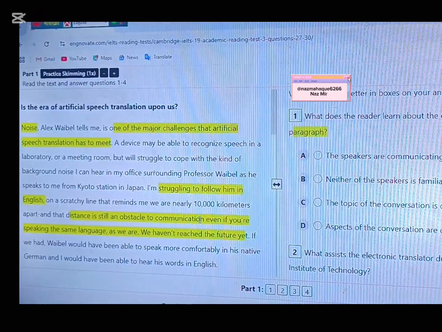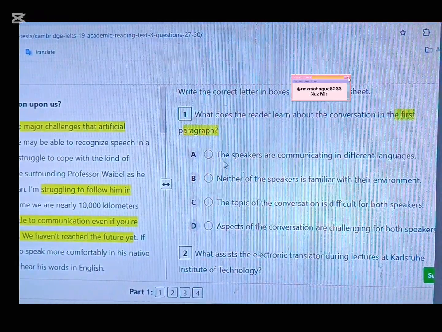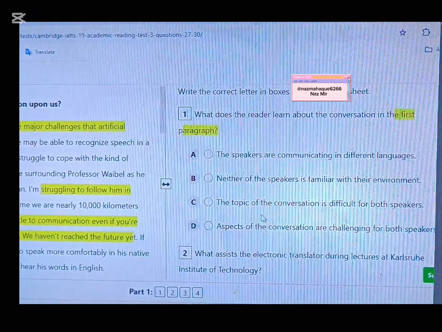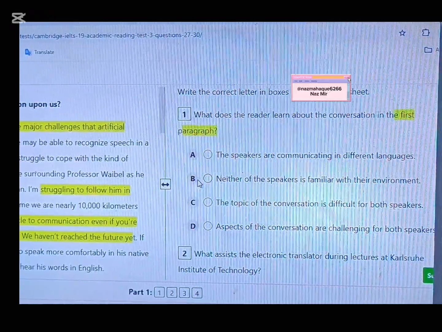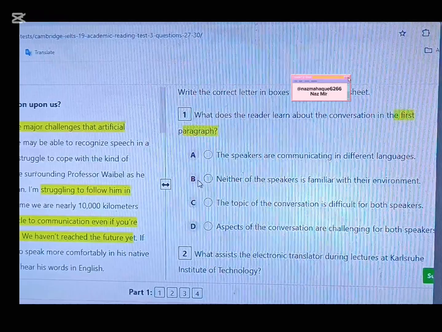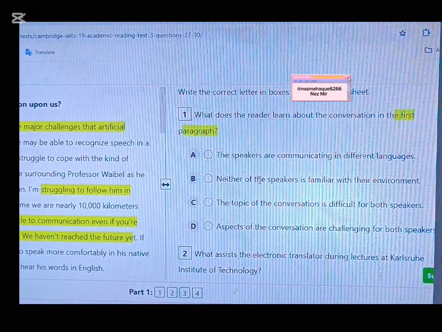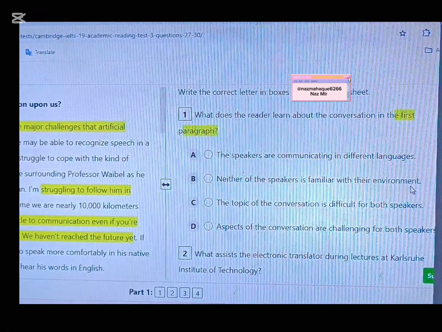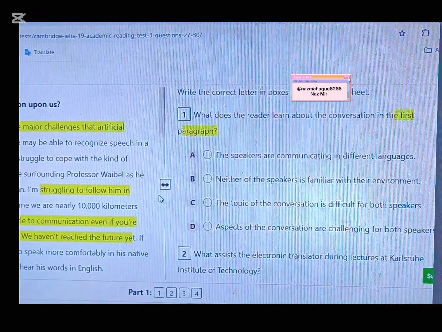So the first option is the speakers are communicating in different languages, so it's wrong, because both of them are speaking in English. So the first one is wrong. We are going to eliminate this option. Okay, the second one is neither of the speakers is familiar with their environment. So it means that they are not familiar with their environment.